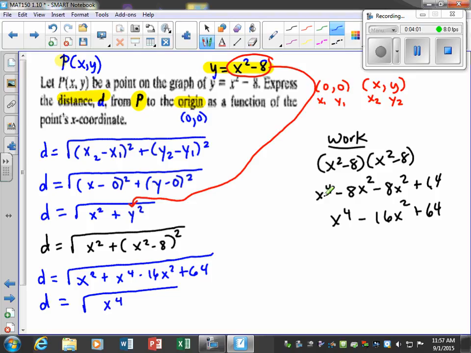We have x to the 4th minus 15x squared plus 64. Let's make sure we're done. It says let P be a point, express the distance d, right here, as a function of the point's x coordinate. Here's distance d, everything in terms of x values. Check.